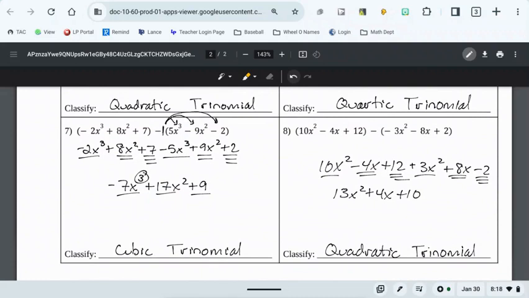Number 8, same deal. We need to distribute the negative because we are subtracting. And then after we subtract, we can combine like terms. Our highest degree is 2. So it's a quadratic. 4 is quartic, 2 is quadratic, and 1, 2, 3 terms makes it a trinomial.